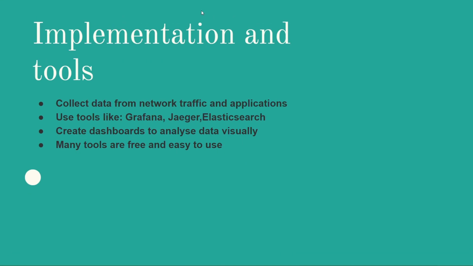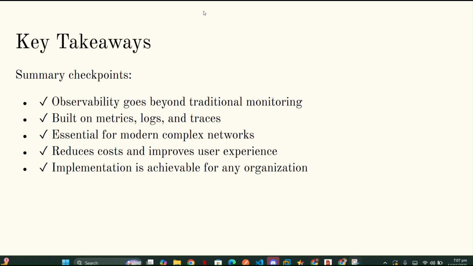We will be talking about the implementation and tools of observability. To build observability, we need to collect data from many places. We watch network traffic, we watch how applications work, and we watch real users. This data goes to tools that collect and organize it. Then we use visualization tools to see the data in dashboards. Some popular tools are Grafana, Jaeger, and Elasticsearch. Grafana for showing beautiful dashboards, and Jaeger for tracking requests. Elasticsearch is good for storing logs. These are basically available freely.